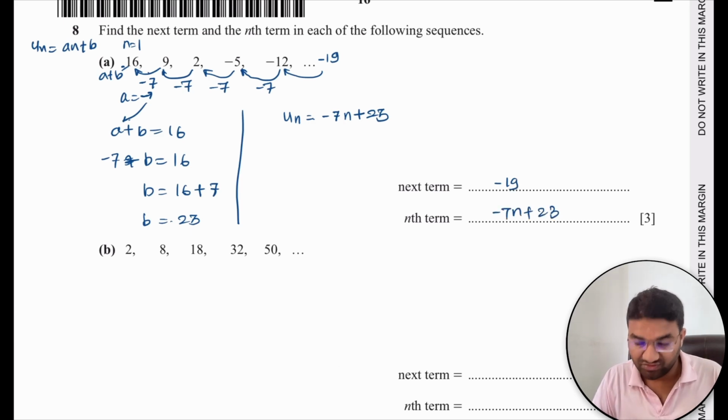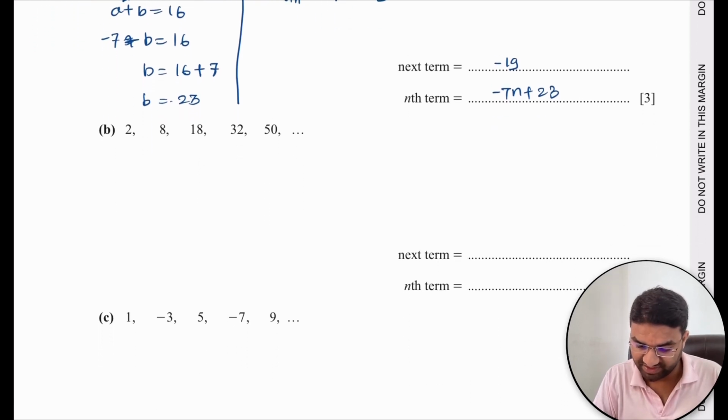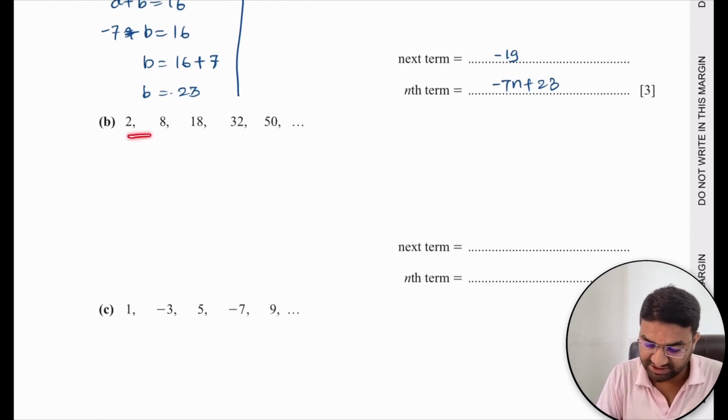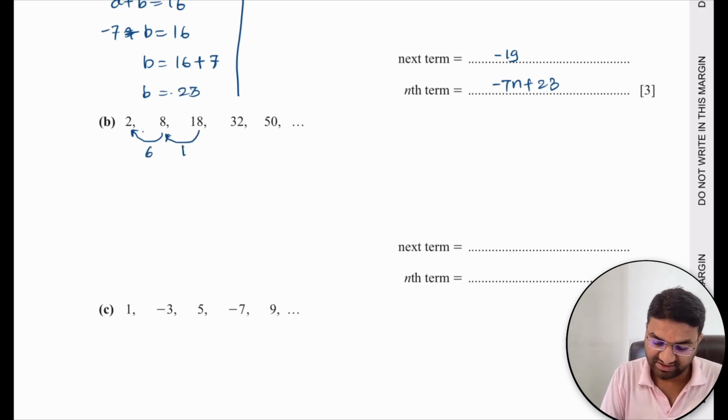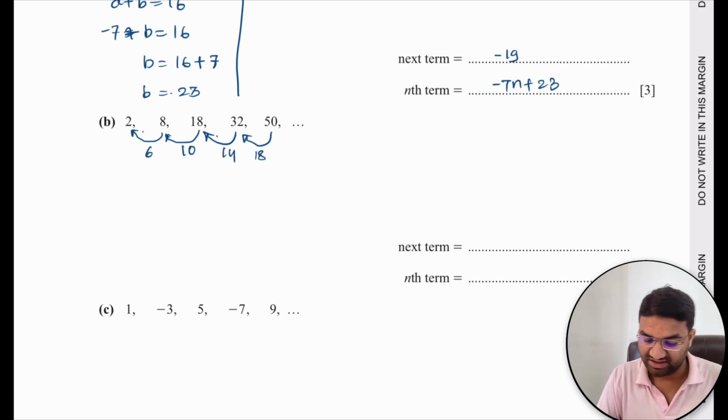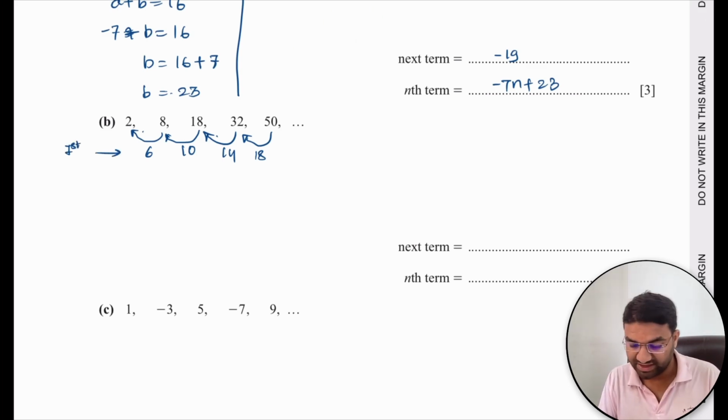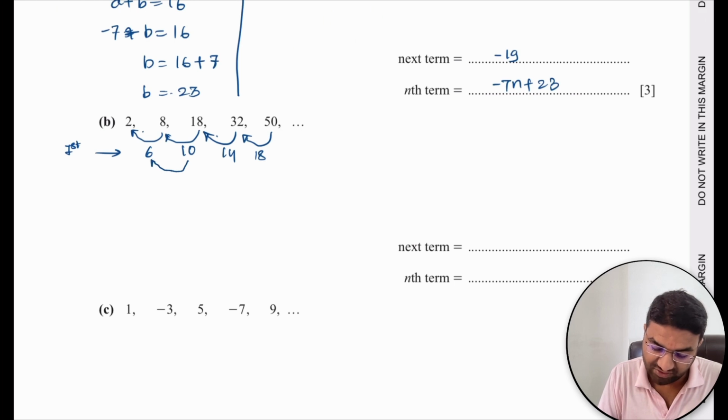Then we'll jump on to the next one, that is 2, 8, 18, 32 and 50. We will take the first difference: 8 minus 2 is 6. Then 18 minus 8 is 10. 32 minus 18 is 14. Then 50 minus 32 is 18. If you check, are we getting the first difference the same? No, right?